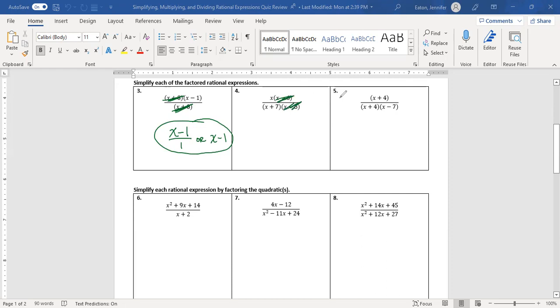For number 4, I have an x minus 6 on both the top and bottom. So I cross those out. What's left on top is x. What's left on bottom is x plus 7. And that's your final answer.